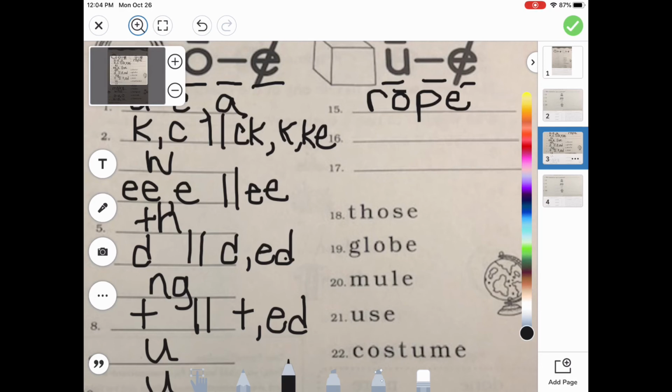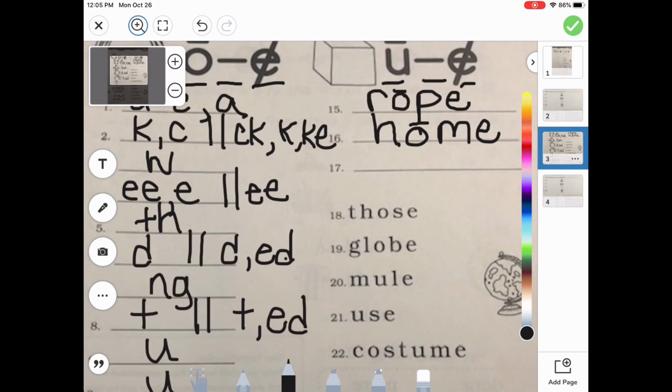How about home? What do you hear in home? H, O, O, very good. Om, M. But since it's a long O, it's got to have a sneaky E. Very good. Home. And then cute.